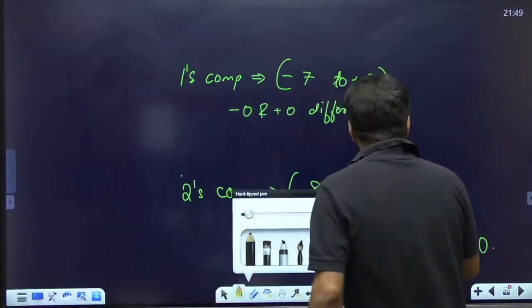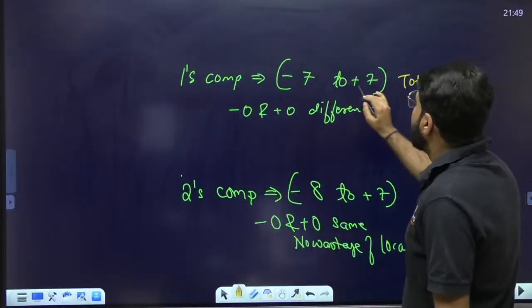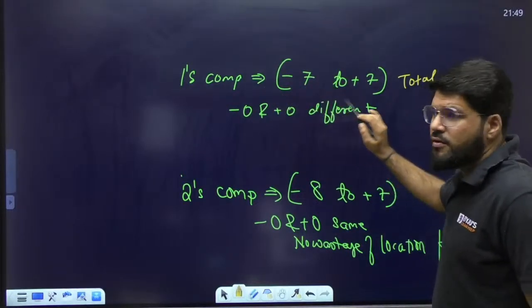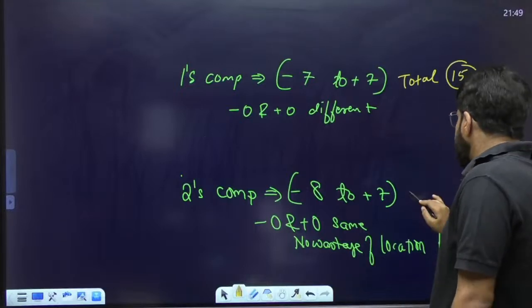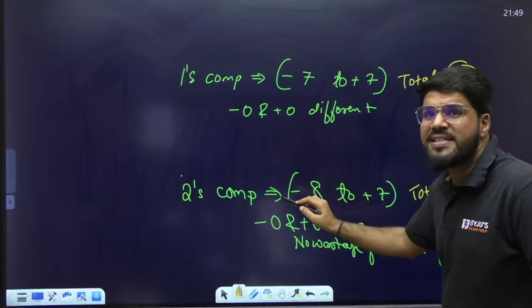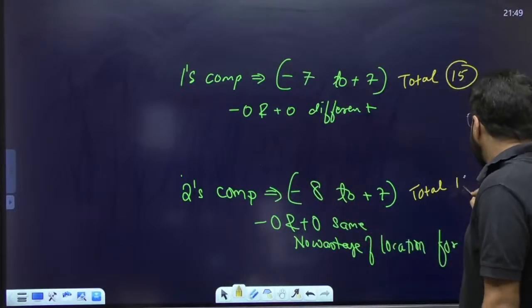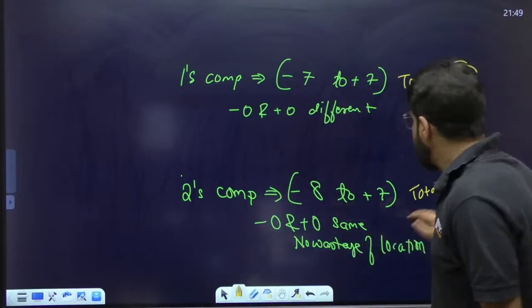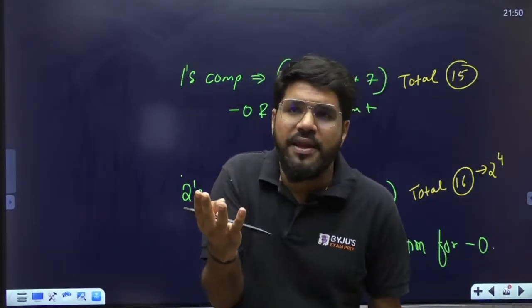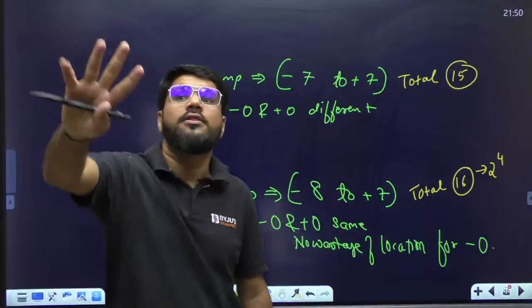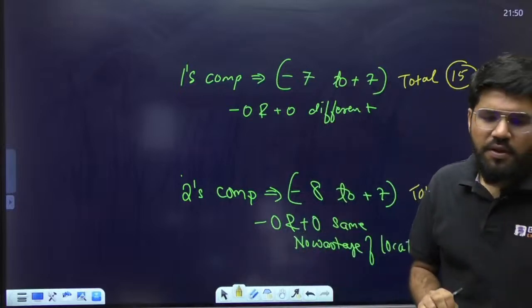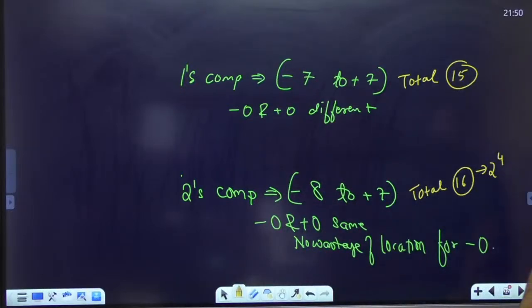Achha, total kitne ho gaye? This is total how many? 1 to 7, minus 1 to minus 7, total 7, 7, 14. Include 0? 15. This is 1 to 7, minus 1 to minus 8, and then 0. So total 16. This is the full range. 16 is 2 ki power 4. A 4-bit machine can store a maximum of 2 power 4 combinations. The 2's complement machine is utilizing all those combinations. In 1's complement, again there is a wastage, and again there is a confusion between plus 0 and minus 0.